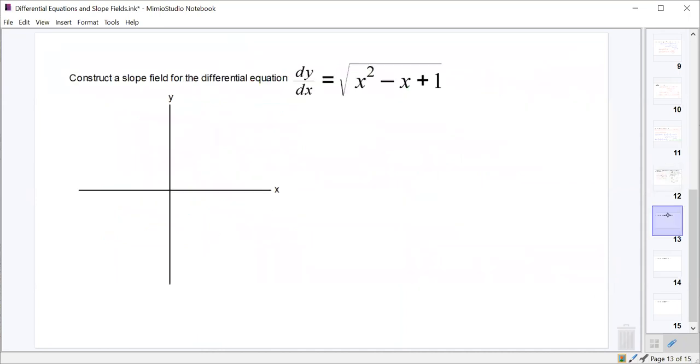All right. So here we have dy/dx equals the square root of x squared minus x plus 1. So what we're going to do is pick some points in our plane and see if we can sketch this curve, or the solution curve to this differential equation.